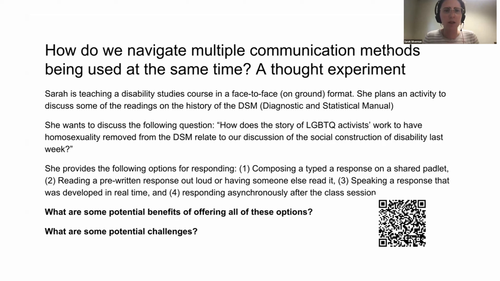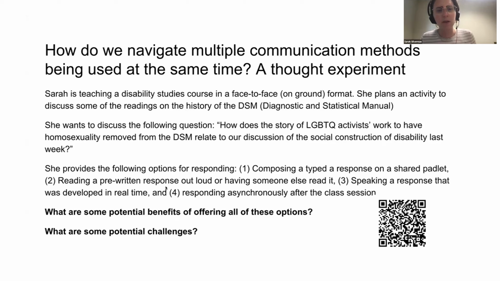So Sarah, that's me, is teaching a disability studies course in a face-to-face or on-ground format. She plans an activity to discuss some of the readings on the history of the DSM, the Diagnostic and Statistical Manual. I teach a lot about the history of disability diagnoses, and she wants to discuss the following question. How does the story of LGBTQ activists working to have homosexuality removed from the DSM relate to our discussion of the social construction of disability last week? Just to explain this, since you're not in my class, homosexuality used to be a diagnosed condition in the DSM, but activists protested the APA to have it removed. And I was asking students, well, we've discussed how disability is socially constructed and socially mediated. So how do you think about social construction of disability, having just read this history? That's what I wanted to discuss with them.